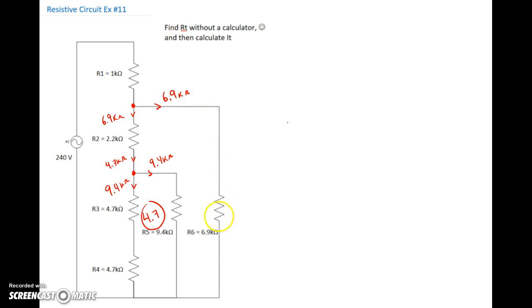This guy is 6.9, so again we have two parallel paths with the exact same resistance, 6.9 and 6.9, and to find the total resistance for those guys, we're going to take the 6.9 and divide by the two paths, and so from here down we've got 3.45 kiloohms for our value. Okay, last thing we need to do is go through the last resistor, R1. So our total resistance is going to be 4.45 kiloohms.